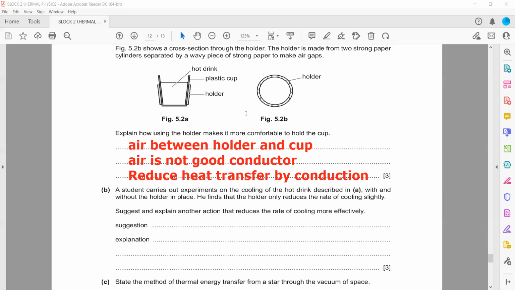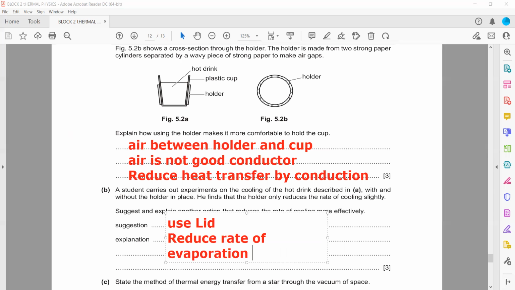So what you should do, you want to reduce the rate of cooling, so you should use a lid, and what will happen, it will reduce the rate of evaporation or heat loss by convection. Convection currents cannot occur. That's why it will reduce the heat loss and it won't cool down quickly.